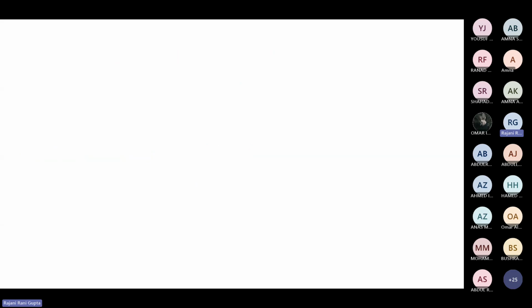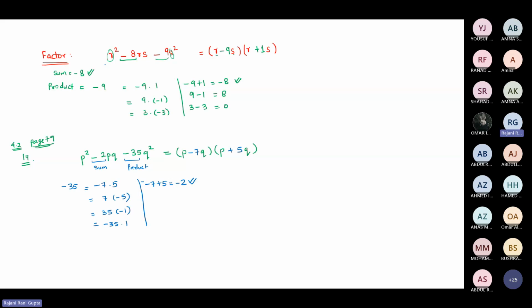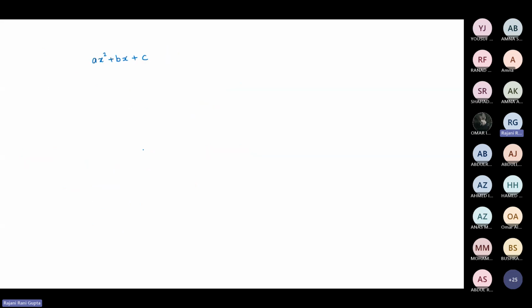Another way, this is the last for today, and then we'll stop for today. If you have the questions in the form ax square plus bx plus c, okay, in the previous question you were not having any coefficient with the first term, right? You are having the coefficient only with the second term. But what if you have the coefficient with the x squared also? Like suppose you have 6x squared plus 7x plus 2. Then how do you work in this case?